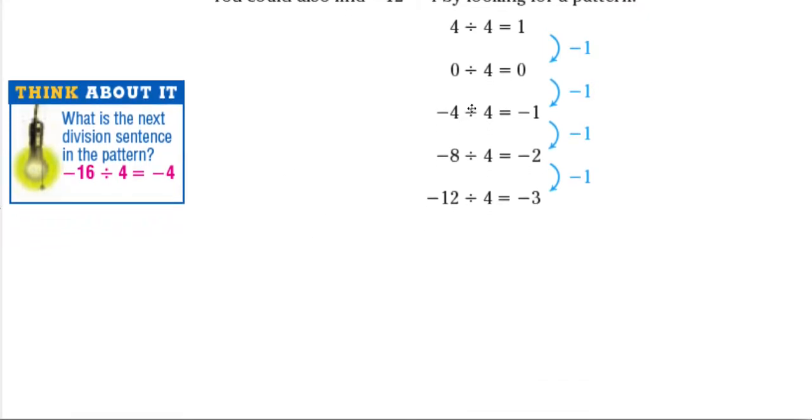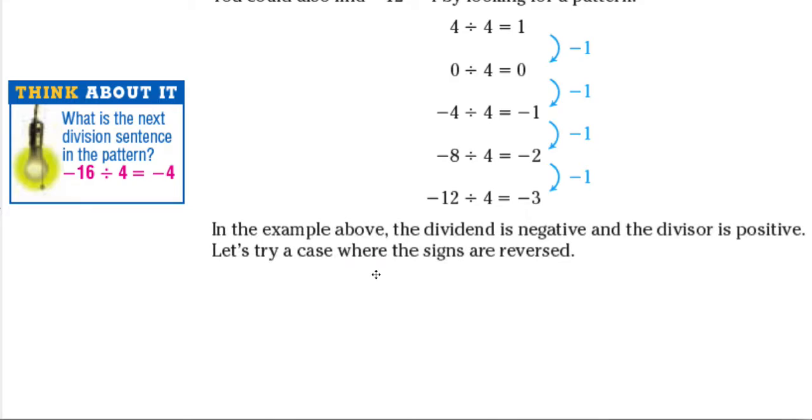So, following the pattern, we know that a positive divided by a positive gives you a positive. 0 does not have a sign. 0 divided by anything will always be 0. And a negative divided by a positive will give you a negative. So in the example above, the dividend is negative and the divisor is positive. Let's try a case when the signs are reversed. Let's see if we can solve f equals 12 divided by negative 4. Now the divisor is negative.